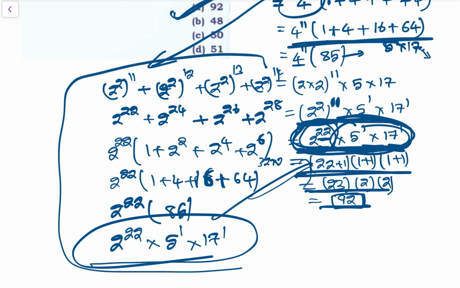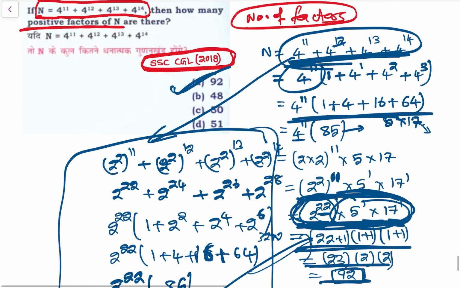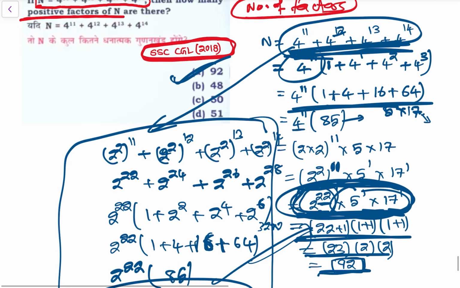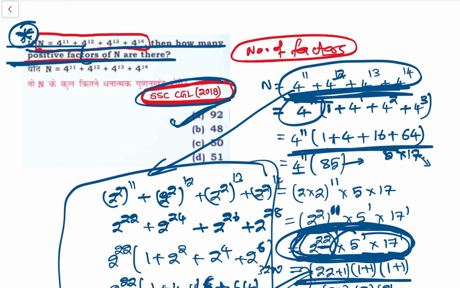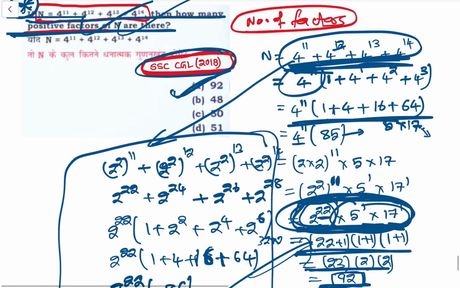सो दैट्स हाउ, व्हाट वी आर डूइंग इज, जो भी नंबर दिया उसको प्राइम फैक्टराइजेशन फॉर्म में लाना है, then we can calculate. ये काफ़ी important question. This question is asked in SSC and some other exams also. बहुत बार बहुत एग्जाम्स में पूछा हुआ है ये क्वेश्चन, ठीक है. सो प्लीज नोट इट डाउन.